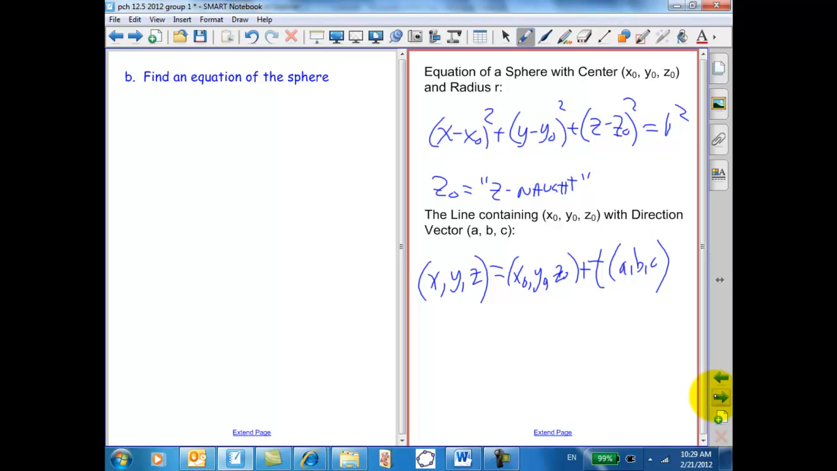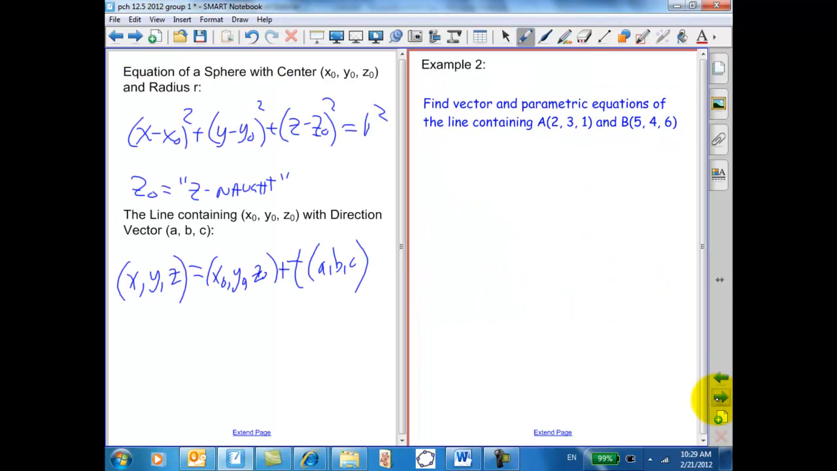Some of you look puzzled. Puzzled with what? Are you okay with this? That's our general equation. We're going to have a specific example in a second. In fact, there it is. Find a vector and parametric equation of a line containing (2, 3, 1) and (5, 4, 6).